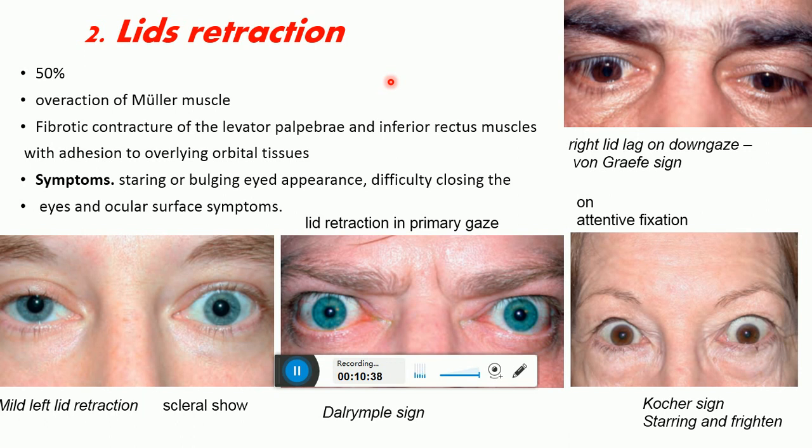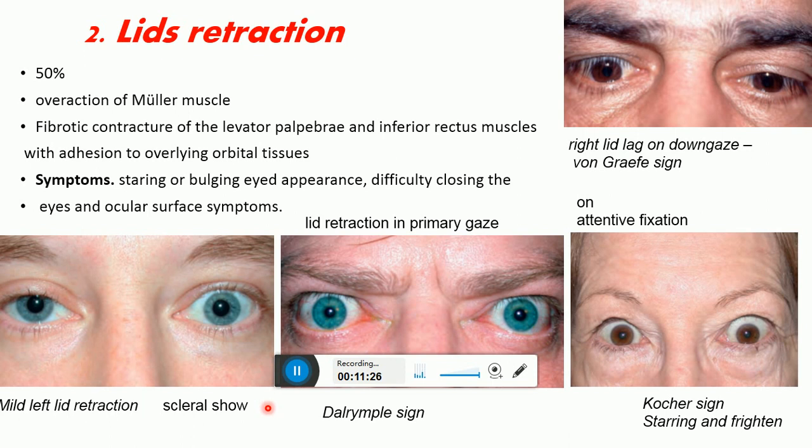The second most important sign is lid retraction. Retraction of the upper and lower lid occurs in about 50% of patients with Graves' disease. The suspected mechanism is overaction of Müller muscle as a result of sympathetic overstimulation secondary to high levels of thyroid hormones. There may also be fibrosis. The lid retraction is also due to fibrotic contracture of the levator palpebrae superioris muscle and the inferior rectus muscle, associated with adhesion of overlying orbital tissues. This is another probable mechanism, together with secondary overaction in response to hypotropia or hypertropia produced by fibrosis.